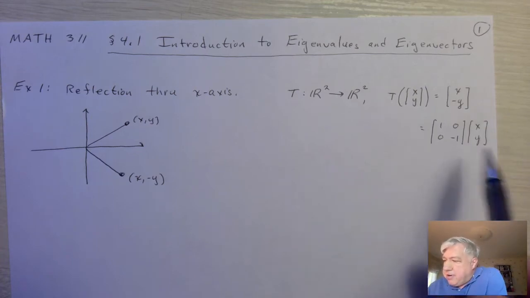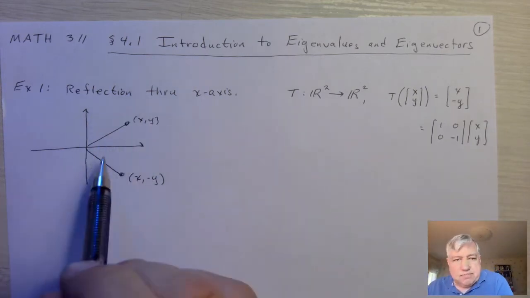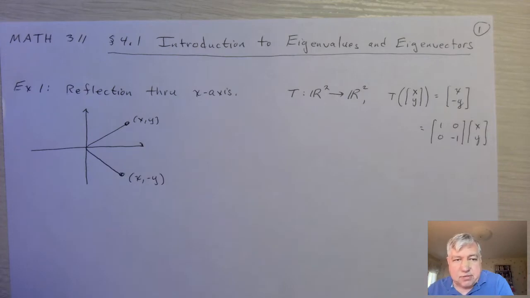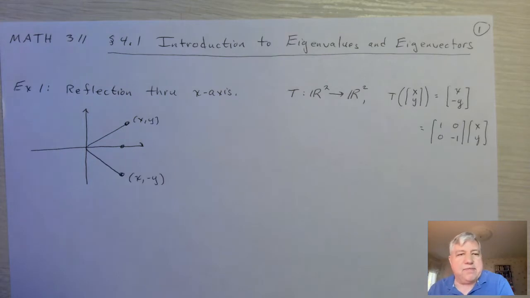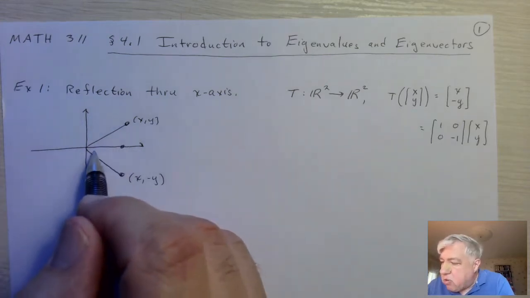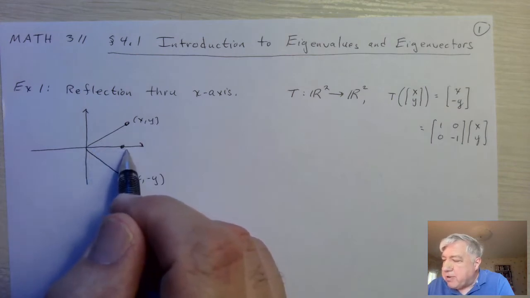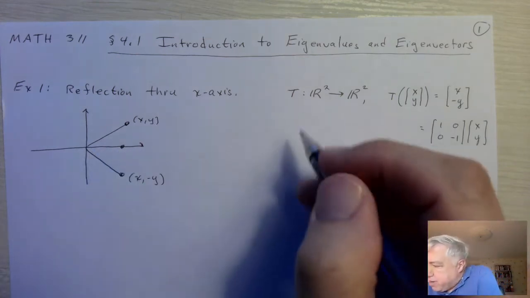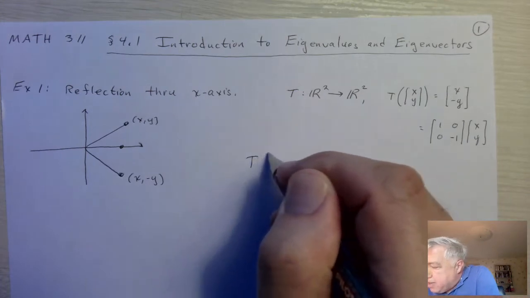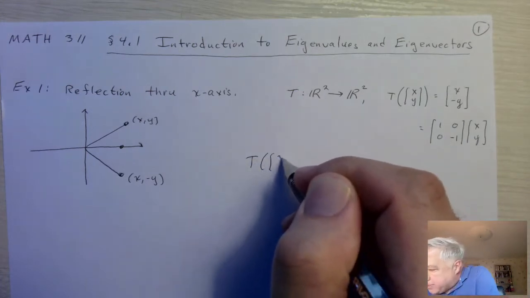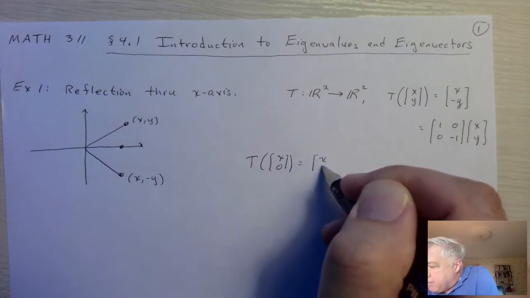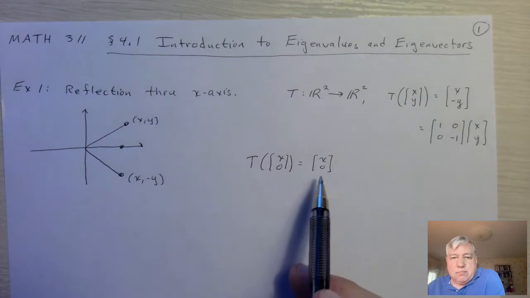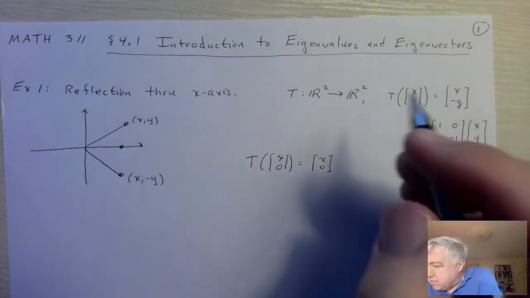In particular, there's a specific set of vectors that are fixed. We can see that any point on the x-axis is going to be fixed by this reflection. It won't go anywhere, and this corresponds to a point with a 0 y-coordinate. So we can certainly see that T of (x, 0) is just going to be (x, 0), right, because minus 0 is 0.